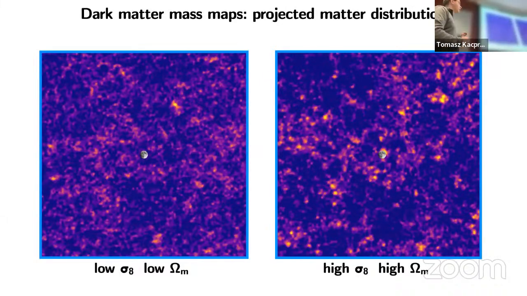Also, lensing can measure these two parameters the best. So for now, let's stick to those. You can see a little moon to give you an idea about how big this patch on the sky would be. And yeah, you can see clearly by eye that those structures in these maps are different. So how do we connect a map like this to values of sigma 8 and omega m?